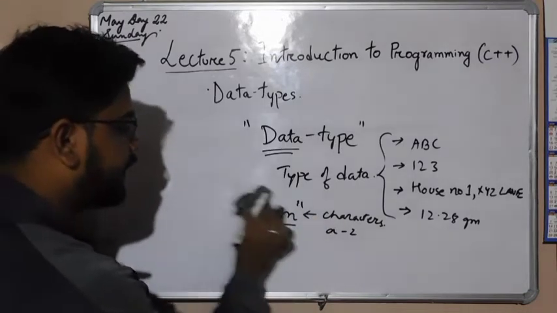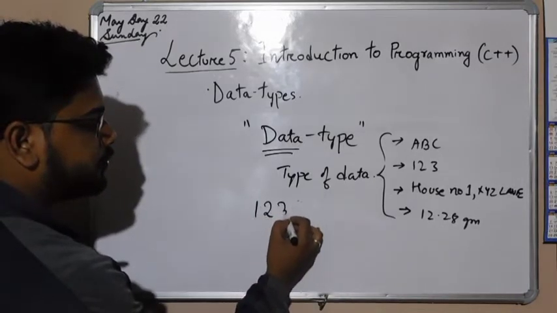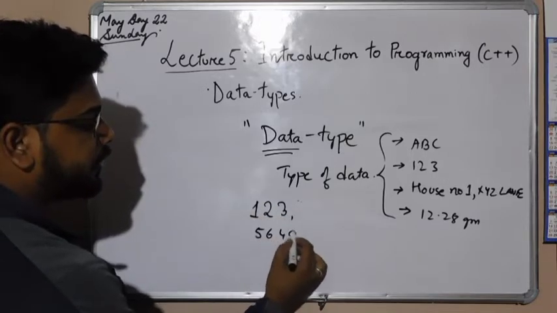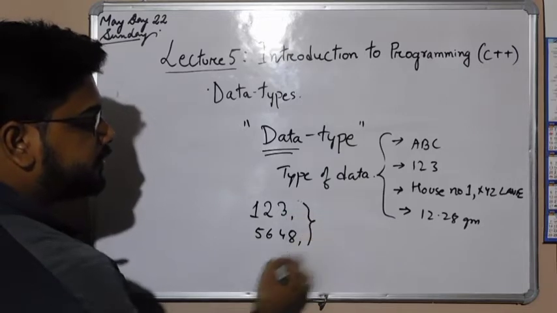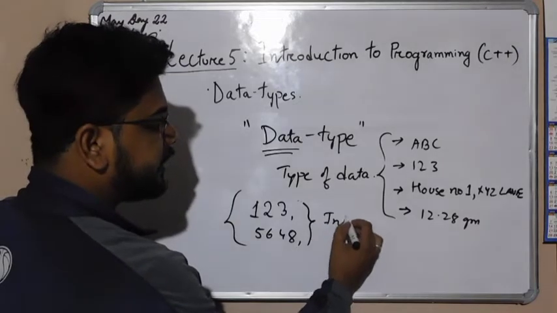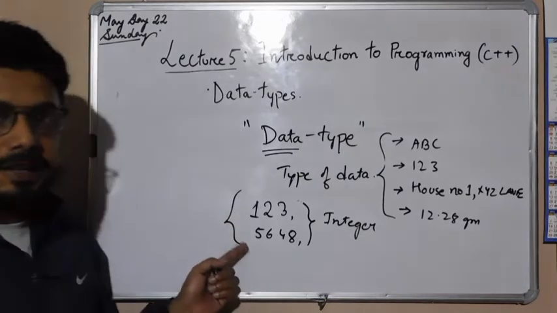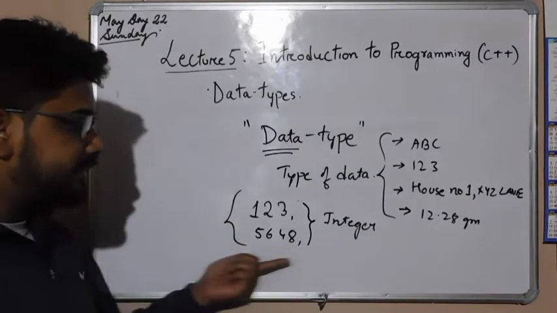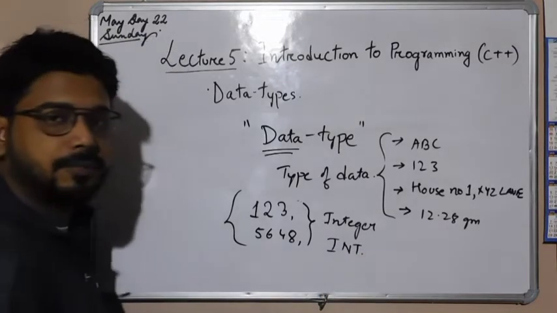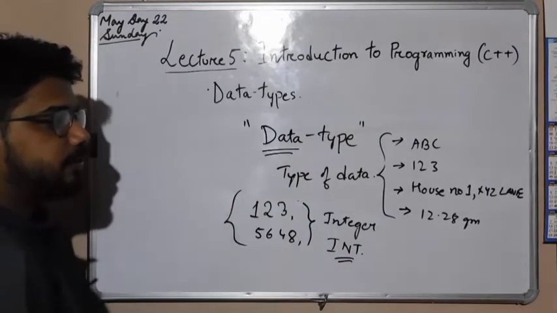Now let us take the second example, 1, 2, 3, or maybe let's say another number, 5648. So all these kinds of data, they fall under which type? These all are integer types, right? So these all kinds of data are of the type integer. So when it is integer type data, we use int. So this is one data type, right?